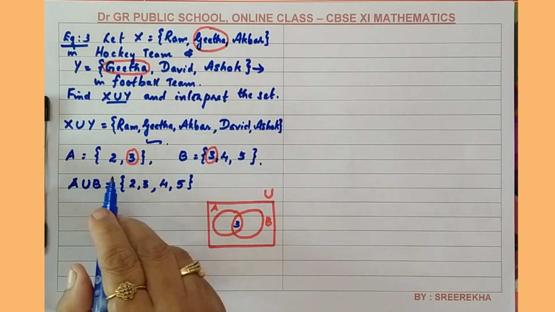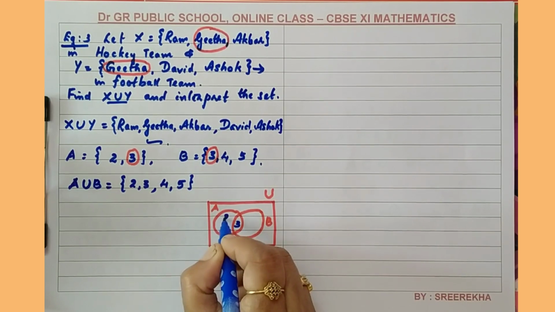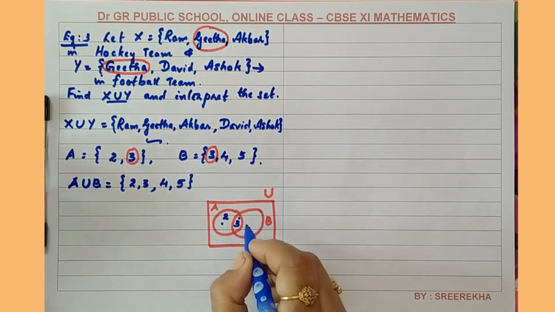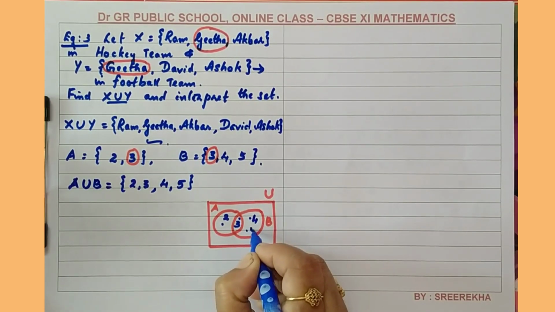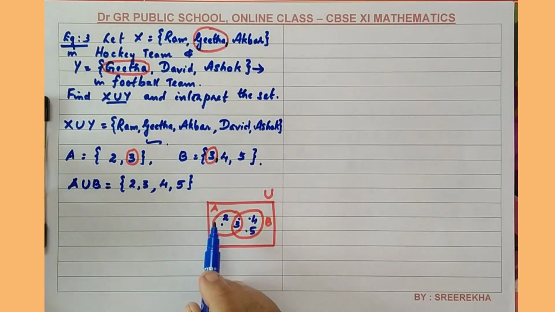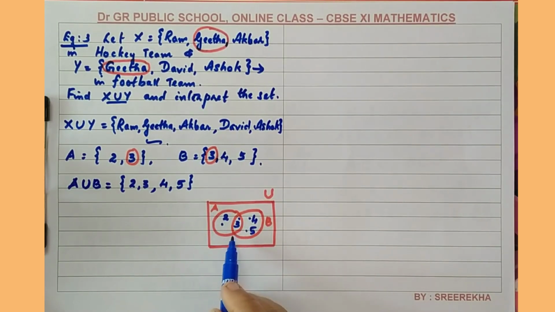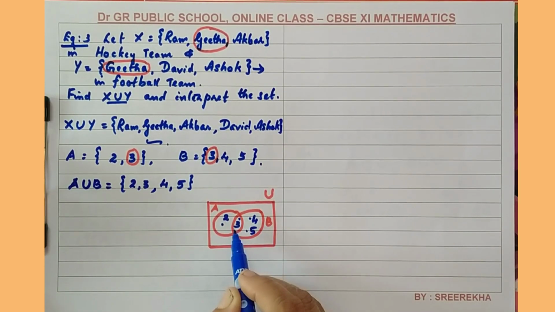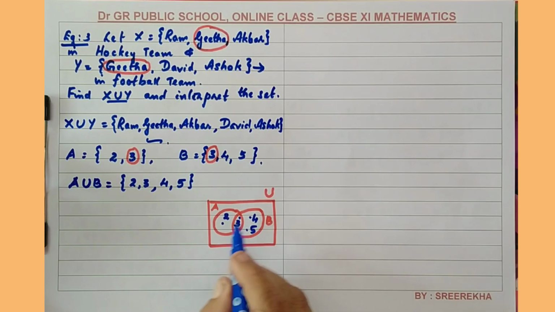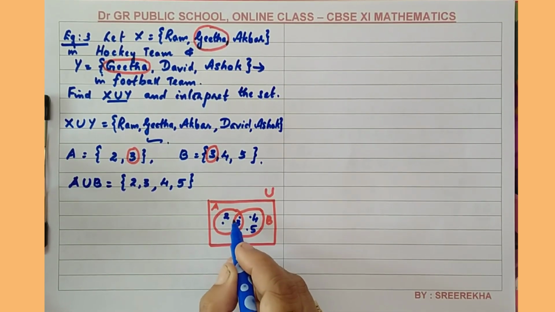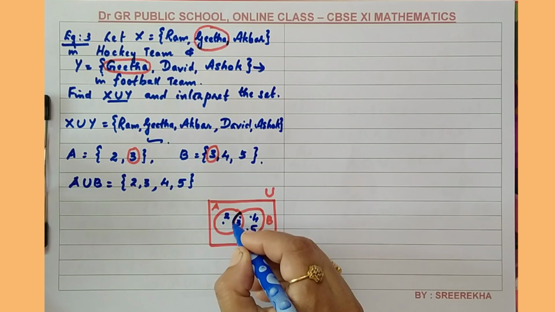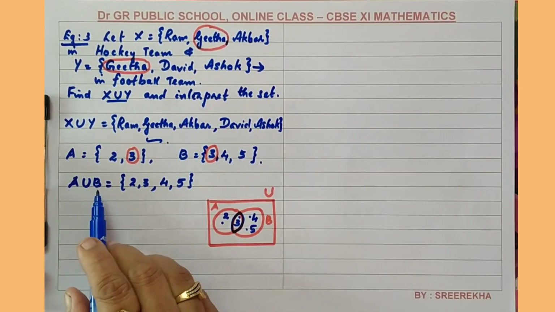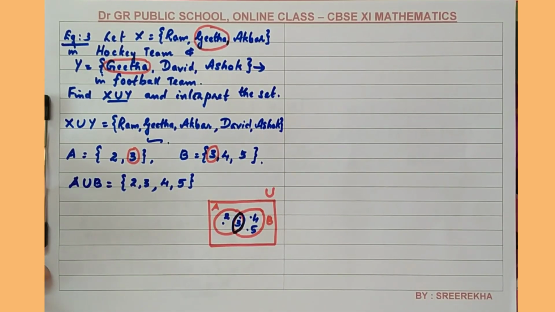Now A consists of the elements 2 and 3. So you need to mark 2 alone here, 3 inside this portion, and in set B you need to mark 4 and 5 alone. Now look at this diagram. This set comprises 2 and 3, that is set A, and the second circle comprises the elements 3, 4 and 5, the common element being written in the intersection portion. This is the intersection, which consists of the common elements. So this is the representation of the above sets by means of a Venn diagram.